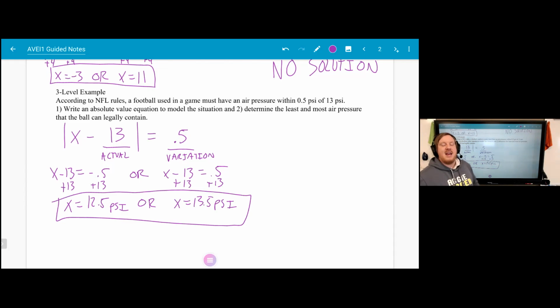There we go. Now this setup works a lot. X minus the actual value equals the variation. Because that number that's the variation, that's what you attach the plus or minus to. And if you want to add something to both sides, it's x minus the number. That's how you set those up and solve them each time.